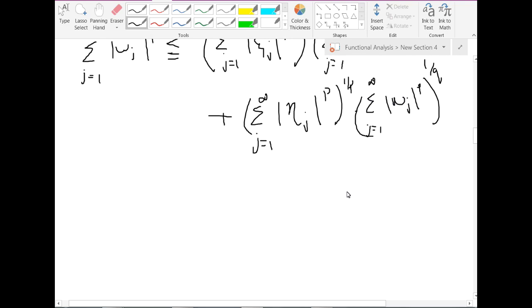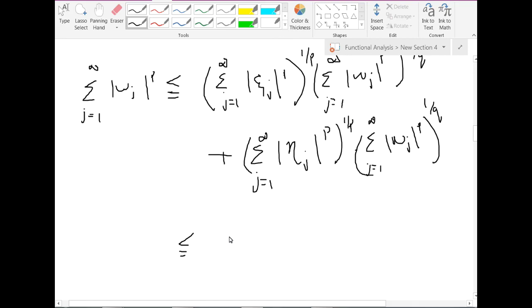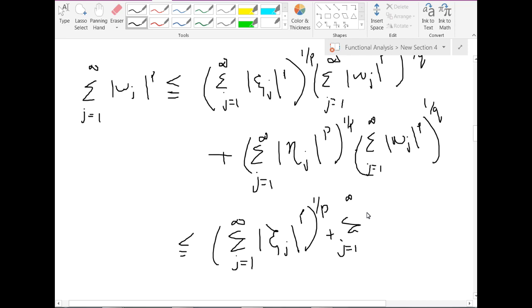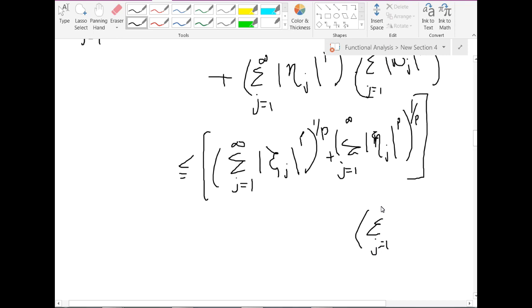Take the last factor on the right hand side as common. You will get summation j equal to 1 to infinity xi j power p whole power 1 over p plus summation j equal to 1 to infinity eta j power p and whole power is 1 over p, and whole thing is multiplied with the common factor. The common factor is summation omega j power p whole power 1 divided by q.